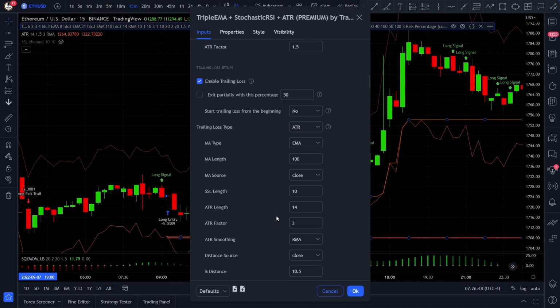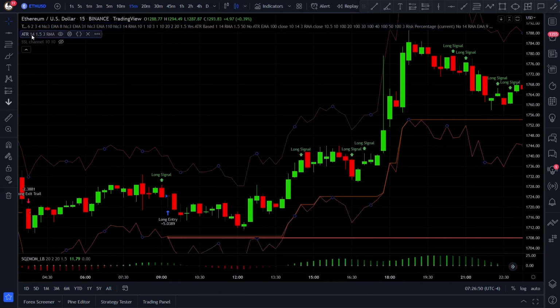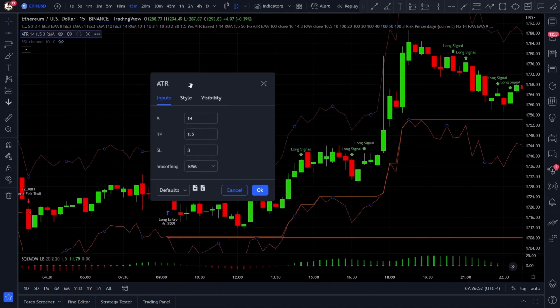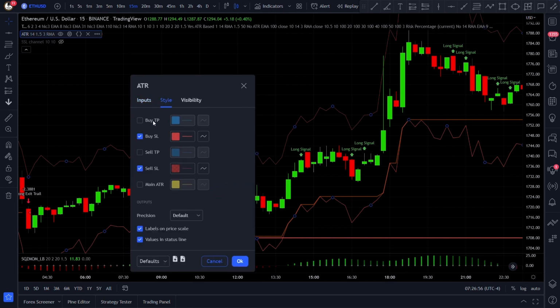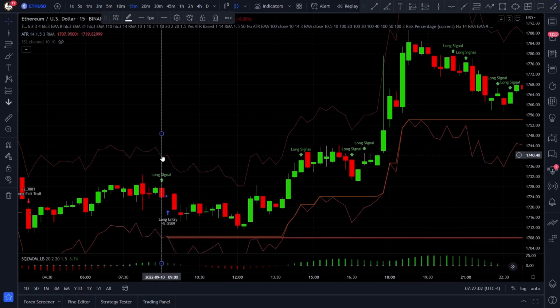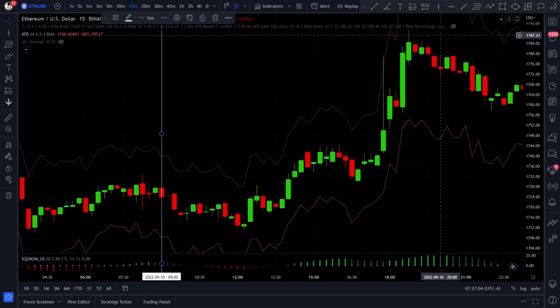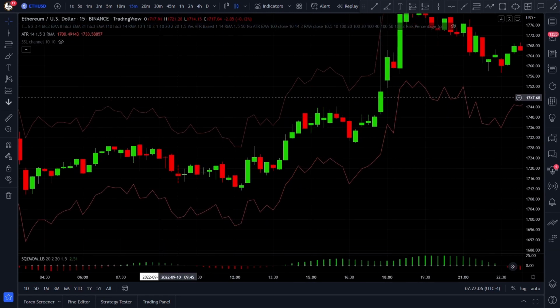To explain how it works, I will use the NNFX ATR again. First I check if the SL value is set to 3, then I untick the buy TP, sell TP, and the main ATR functions. Let's mark the signal candle with a vertical line, then hide the strategy script. Now I will draw up how the ATR trailing stop loss works while explaining.